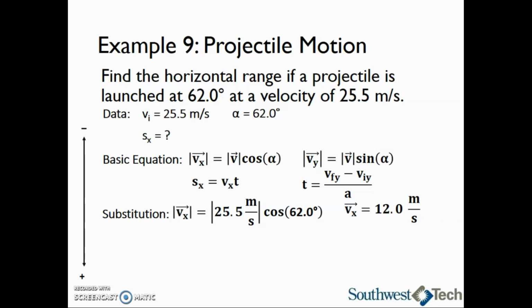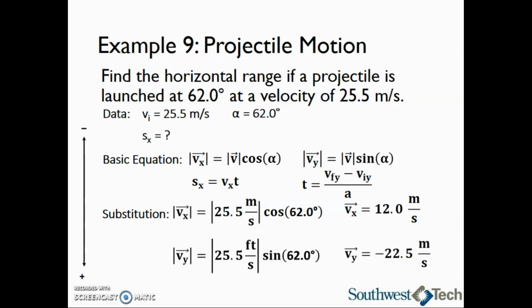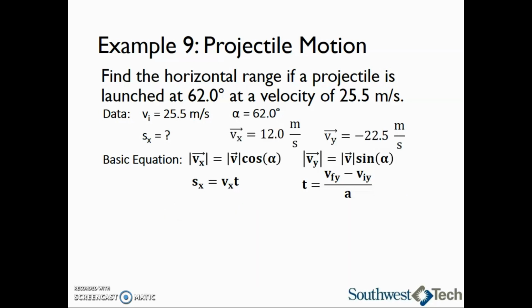Next, we can substitute to find the y component of velocity, which is 25.5 meters per second times the sine of 62 degrees. This gives us a y component of velocity of 22.5 meters per second. This one is negative because the projectile is being launched up, and we defined up to be negative. Now that we have the x and the y components of velocity, we can substitute into the second set of equations to find the time and distance in x.